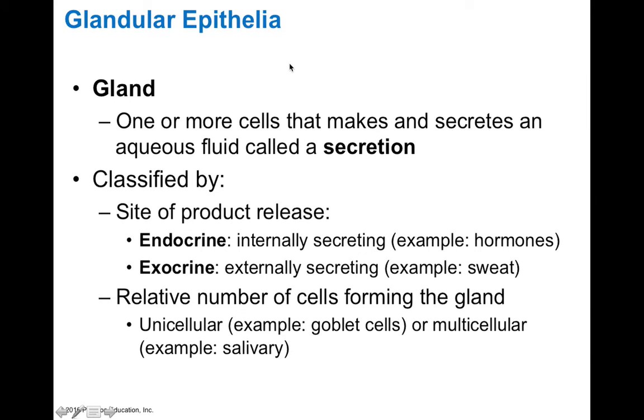Now, glandular epithelia, you're going to find basically forming glands. Now, these can actually be unicellular or even multicellular. The unicellular glandular epithelial cells would be things like goblet cells. Otherwise, if they're multicellular, they're going to form larger glands like sweat glands and salivary glands. But they all make something called a secretion.